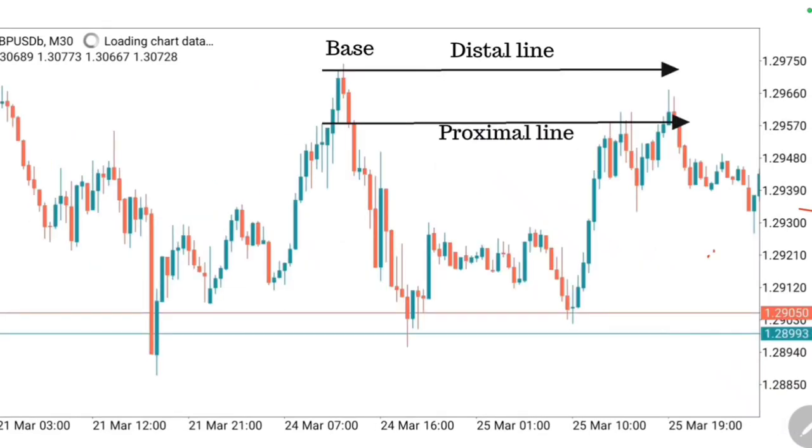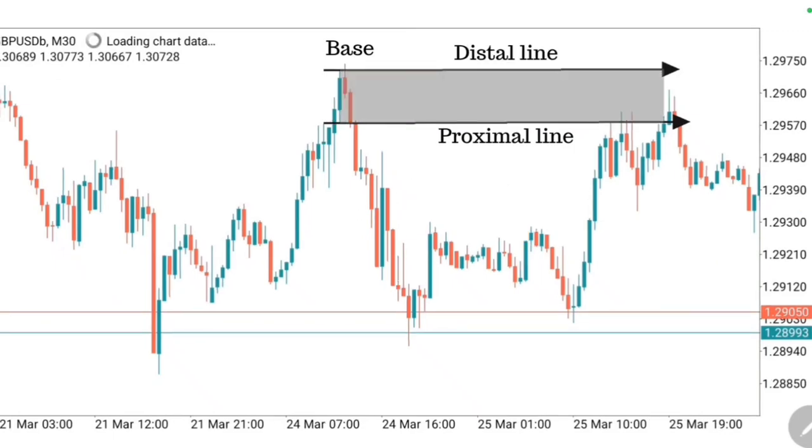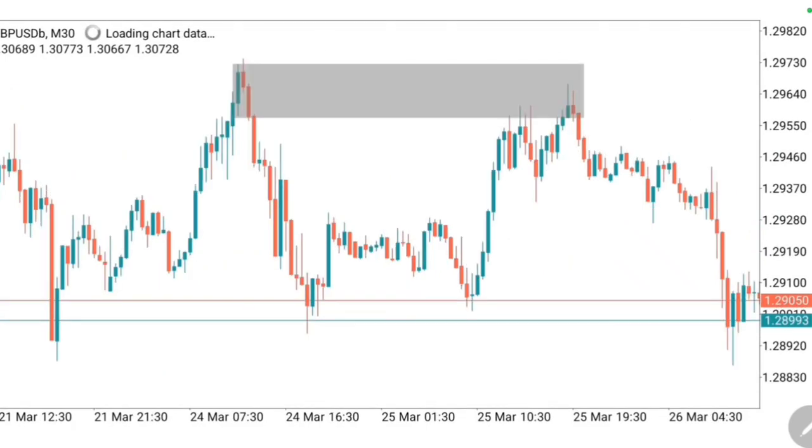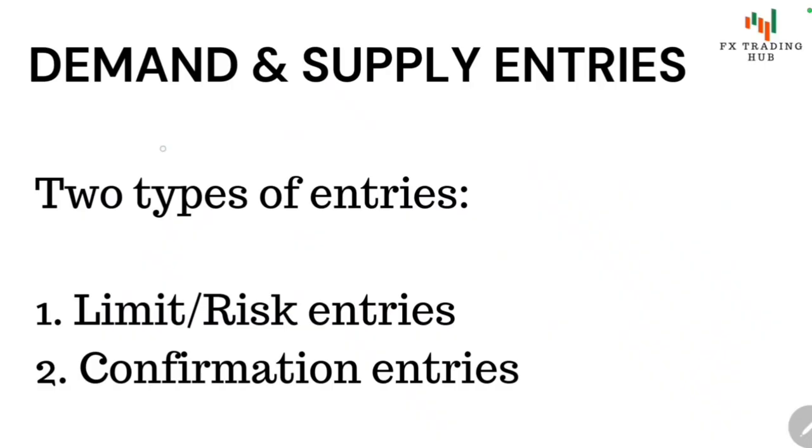Now you can see here, you have to identify the base, the distal line and the proximal line through the last candle that was formed before the market dropped. So that is how you're going to mark it. You now put in your rectangular block, and there you go, you have your supply zone marked. Now, how do you enter your trades?